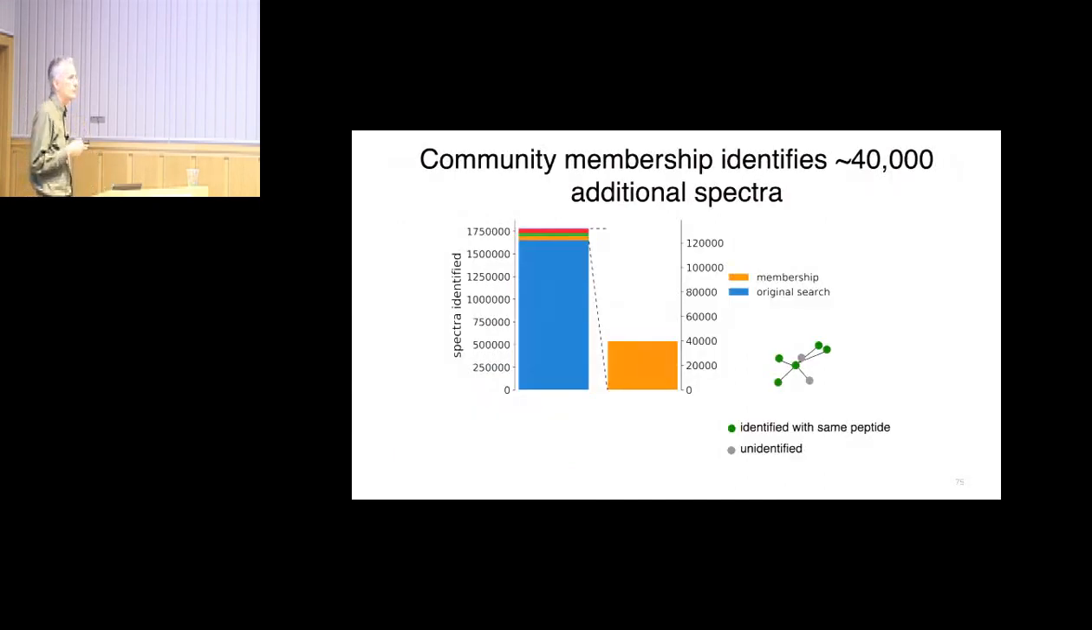So the most obvious thing to do is you say, well, I look at my communities, and if this community contains only spectra with a given peptide label or unlabeled spectra, then I can just assign the label to the additional spectra in that community. And that immediately gives us about 40,000 additional spectra.